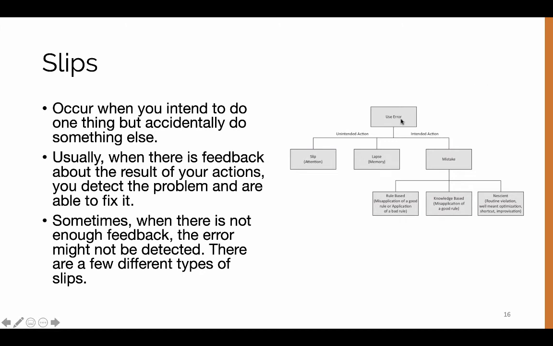This left-hand side, under the situation where it was an unintended action, the first one is called a slip. A slip occurs when you intend to do one thing, but you accidentally do something else. Usually when this happens, there's feedback about the result of your actions. You're able to detect the problem and able to fix it. Sometimes when there's not enough feedback, the error might go undetected. There are a few different types of slips, and we'll get into details on the types of slips here in a minute. Then I'll be able to give you some examples there.